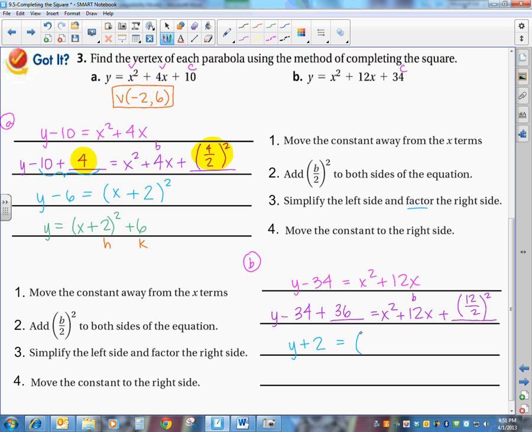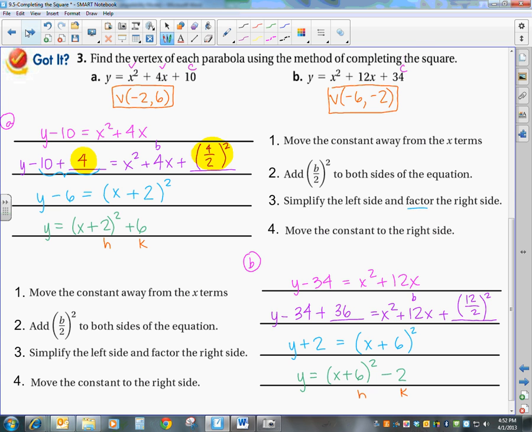This side is going to factor x plus 12 over 2 squared. And then I got to move my constant back over. So y equals x plus 6 quantity squared minus 2, because you subtract 2 to move this to the other side of your equation. And then again, we have our h and our k in that vertex form. And we take the opposite of what h looks like. So it looks like positive 6. It's really going to be negative 6. And k is as is, so it will be negative 2. And there we have the vertex.